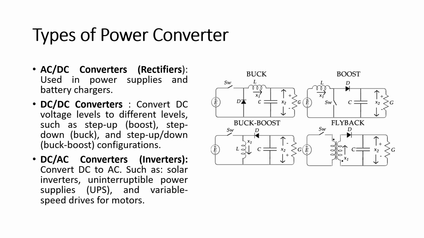And there are actually three types of converters. First one is AC to DC converters, which are actually rectifiers, and they are used in normal power supplies and battery chargers. Another one is DC to DC converters, which convert DC voltage levels to different levels, such as step up, which is called boost, step down, buck, and step up-down, which is buck-boost configurations. And another is DC to AC converters, which are normally inverters. They convert DC to AC, such as solar inverters, UPS, and variable speed drives for motors. And here on the right side, we have shown the circuit for each type.